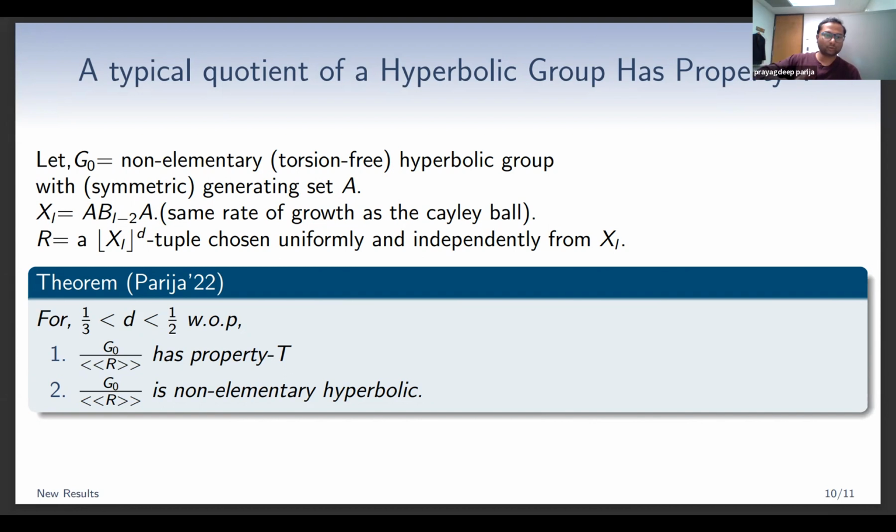Pick any D in between 0.33 and 0.5. You will get this class of groups or class of presentations. And the share of presentations satisfying these properties limits out to 1 as L goes to infinity. So you fix D and then increase L. And what is with overwhelming probability?